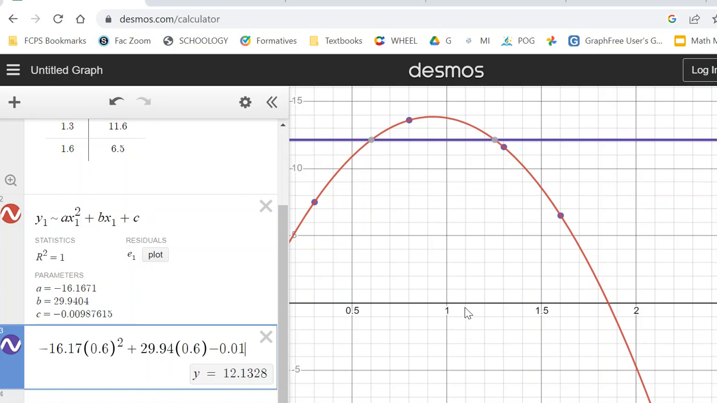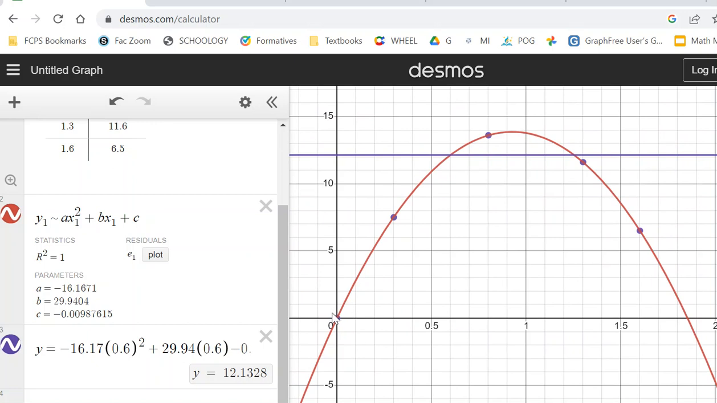So, looking at my graph, when my x value is 0.6, that's right here-ish. If this is 0, this is 0.5, this is 1, and they're at 0.1 gradation, so right here is 0.6. That's my magic spot right there, 12.13, and that's what we figured out also.